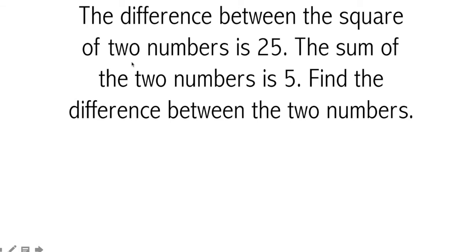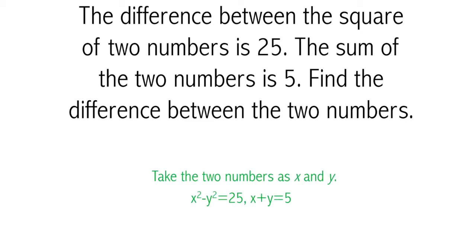Another way they might use these identities is they might give you a word problem. They might say the difference between the squares of two numbers is 25. They may say the sum of these two numbers is 5, and they may ask you to find the difference between the two numbers. So the first step is always to take these two numbers as x and y.